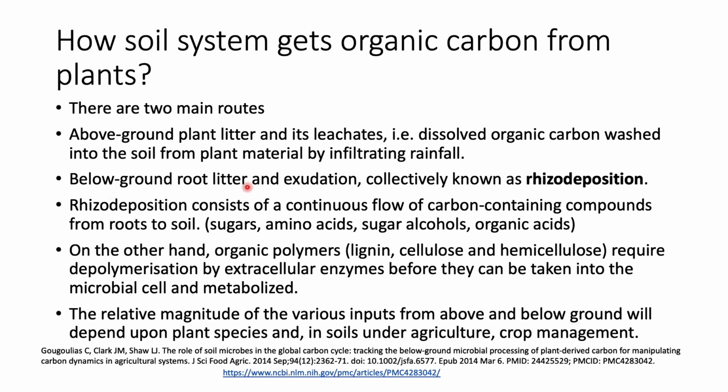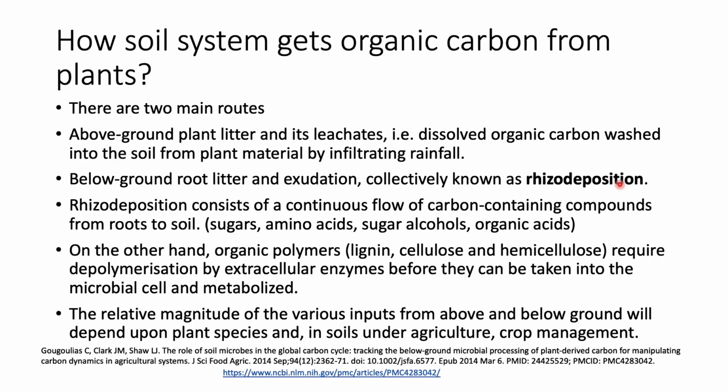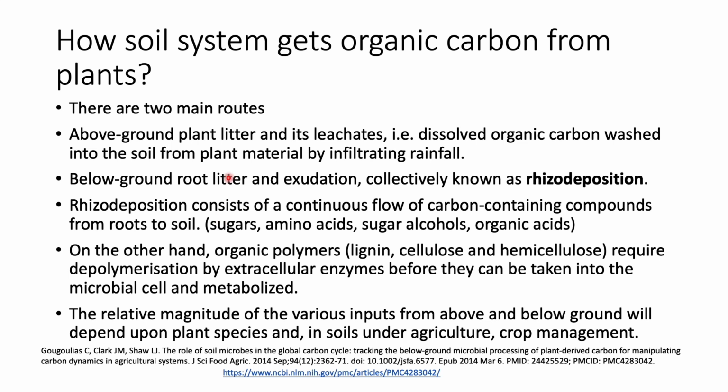Another one is below ground root litter and exudation. This is collectively known as rhizodeposition. So these are the two ways by which the soil system actually gets organic carbon from the plants, that is, how plants transport carbon to soil. So that is the overall process given here.